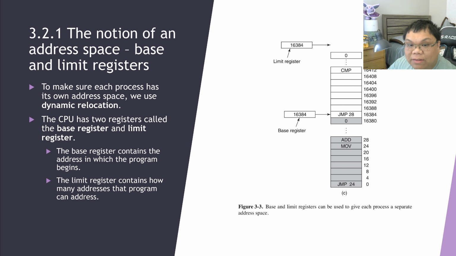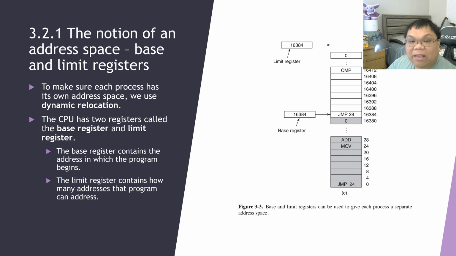That 28 is added to the base register, and then it's compared with the limit register. If that new address, 28 plus 16384, is within the range of the base register plus the limit register, then we are allowed to jump to that address. The base register contains the address at which the program begins. The limit register contains how many addresses that program can access. So the base register is 16384 and the limit register is also 16384.